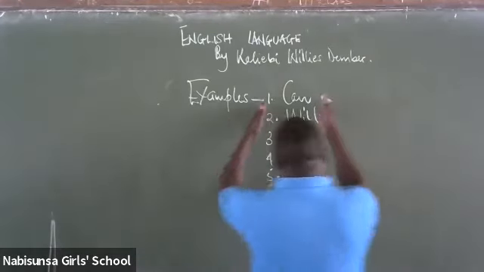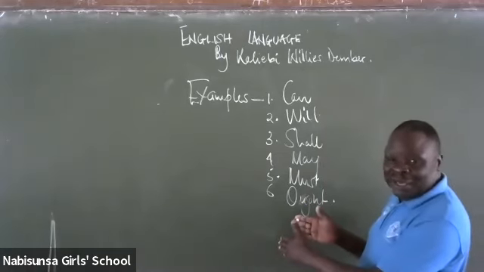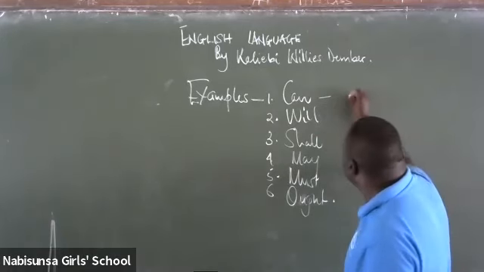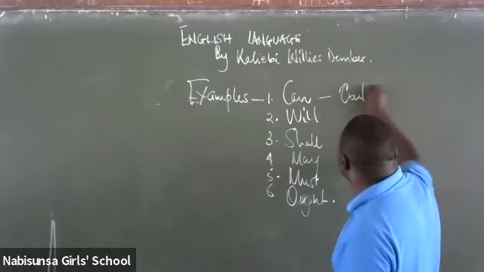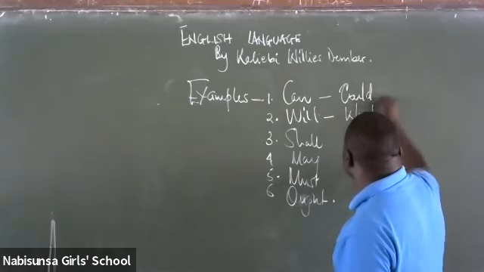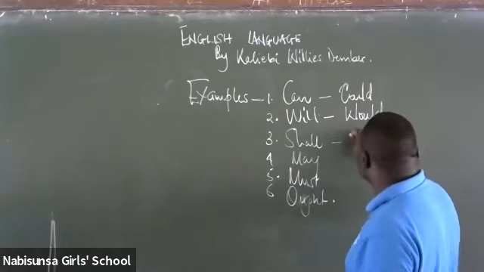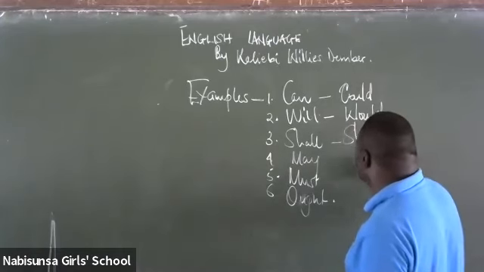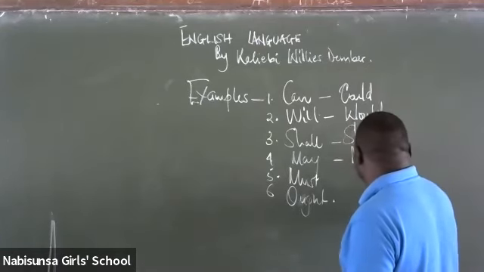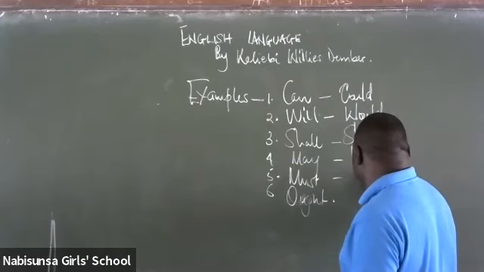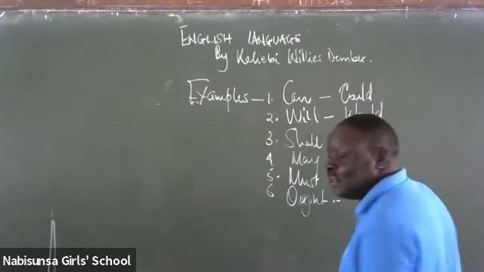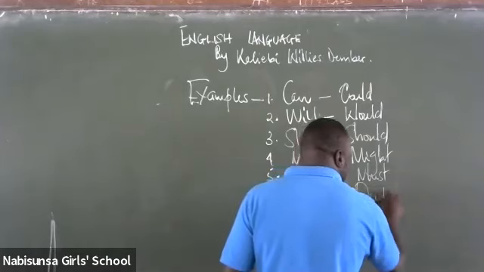Now, these ones here are the present tense. Is that very clear? Therefore, what's the past tense of can? Could. What's the past tense of will? Would. What's the past tense of shall? Should. What's the past tense of may? Might. And then this one remains must. What about ought? I think it remains ought. It's the same. Yes.